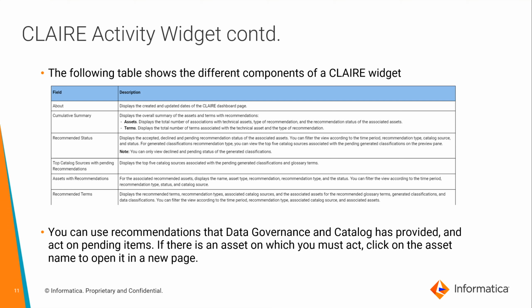Top catalog sources with pending recommendations displays the top 5 catalog sources associated with the pending generated classifications and glossary terms, which you could accept or decline by clicking on the sources. The Assets with recommendations field displays the name, asset type, recommendation type, and recommendation for the associated recommended assets. The recommended terms displays similar information for the glossary terms.